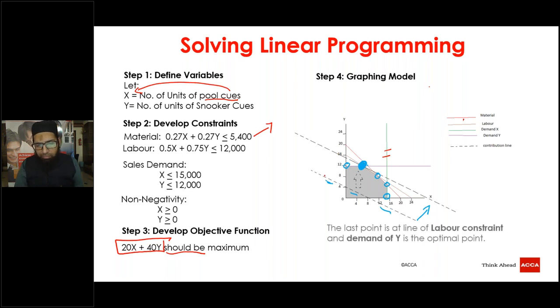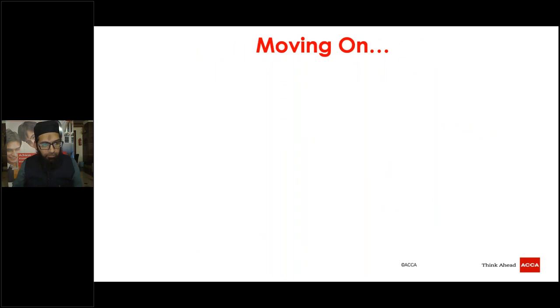So I can say that my last optimum point is at the line of labor constraint. The labor constraint line is with the brown color. And the demand of y was the purple line. So these are the two lines that are intersecting on my optimum point. Should we move ahead? So now moving on.